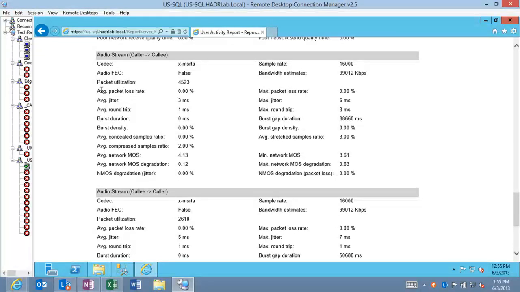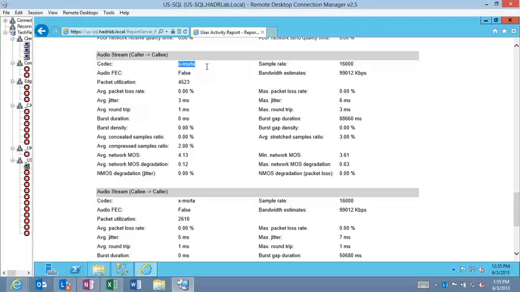So I can see right here, average packet loss rate on this call was 0%. So I didn't lose a single packet. My average jitter was 3 milliseconds, and my average round trip was 1 millisecond. Anyone think I had a network problem with that call? No. Okay? So I can see very clearly that I did or did not have network problems.